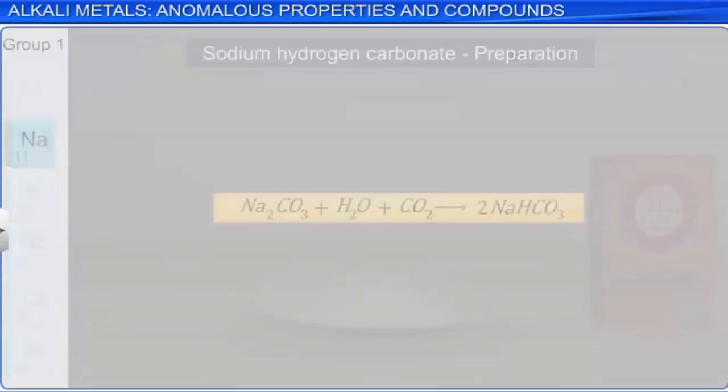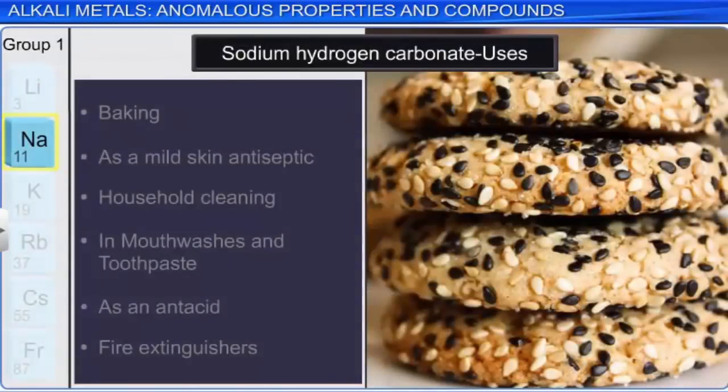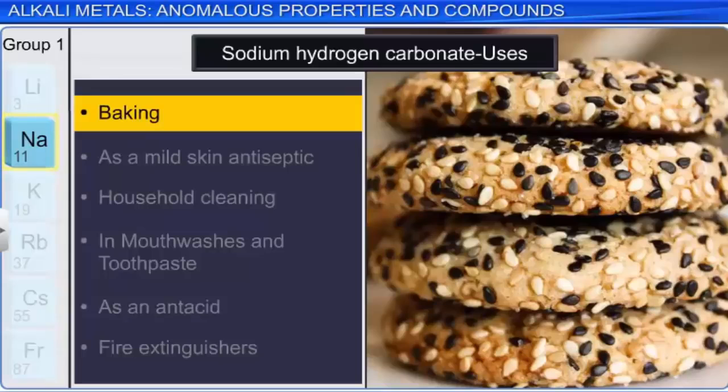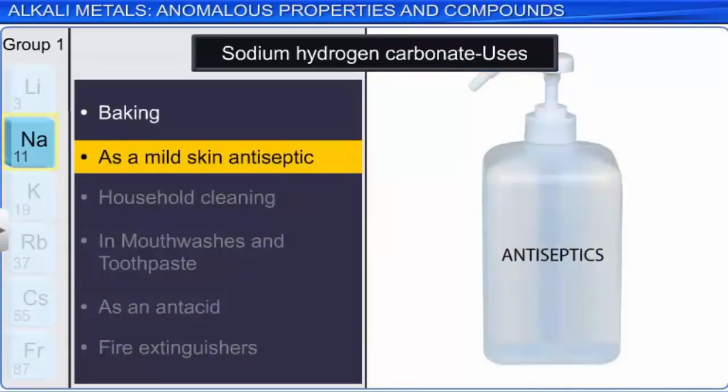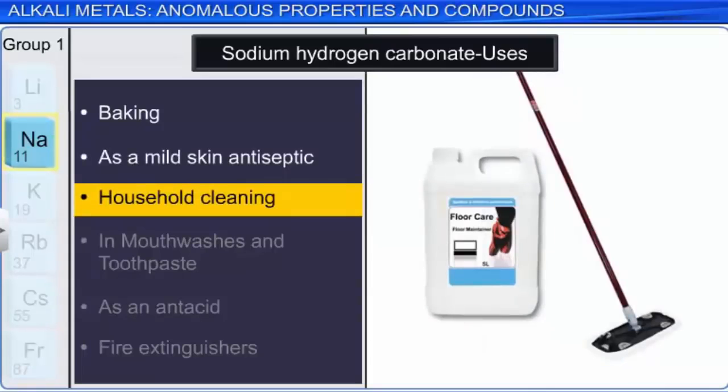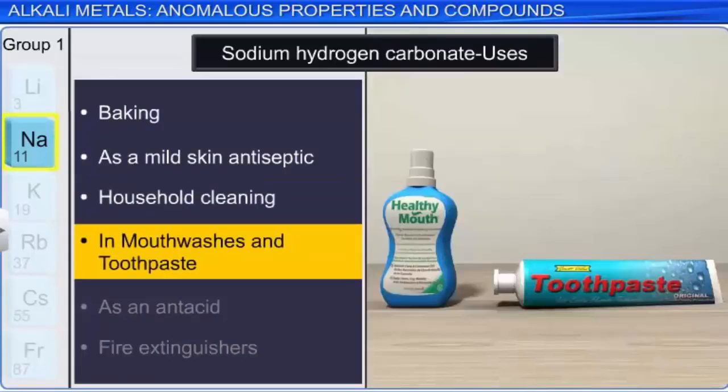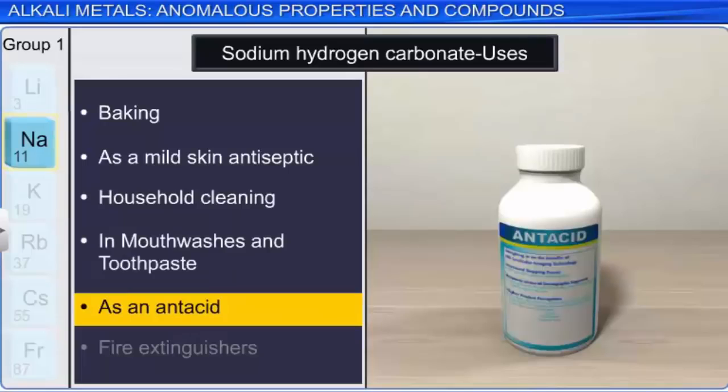Baking soda is used for a variety of purposes. It is used in baking, of course. It can be used as a mild skin antiseptic, as a household cleaner, as an ingredient in mouthwash and toothpaste, and as treatment for indigestion due to acidity, that is, as an antacid. It is also used in certain types of fire extinguishers.